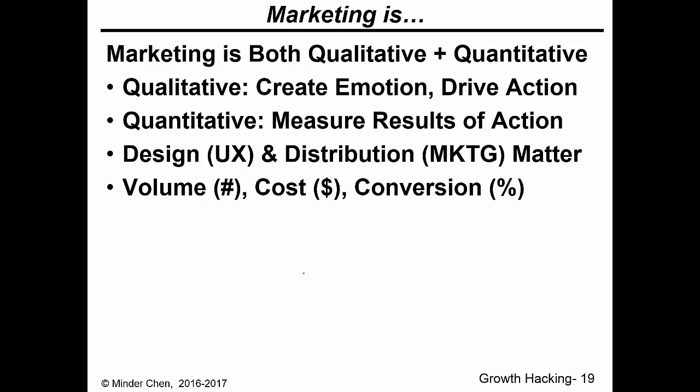So marketing could be qualitative and quantitative. Qualitative allows us to study the user's emotions and drive some of the actions. The quantitative approach in marketing helps us to measure particularly those actions that the user may perform, because then we can quantify them. Together we try to design a better user experience product, which is design. UX means user experience. And also distribution, which is the marketing effort. We will track the volume of users, the cost of providing the product or services, and the conversion rate of converting a prospect or lead into a registered or even a paying customer.